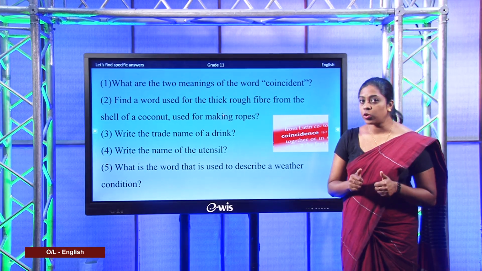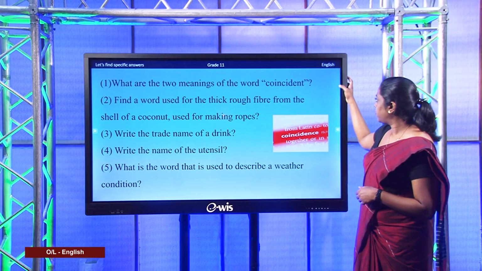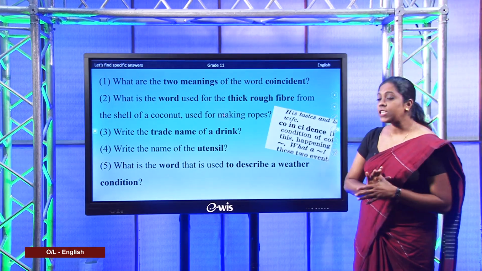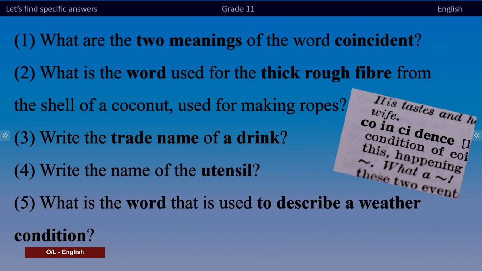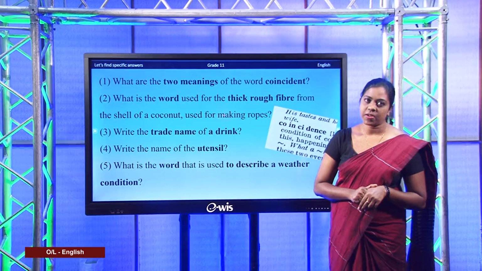Right, so let me show you the questions once again. But please focus on the highlighted words. What are the two meanings of the word coincident? Second one, write a word. And then third one, a trade name. Fourth one, you have to look for a name of a utensil. And then the last one, a word once again that describes a weather condition.